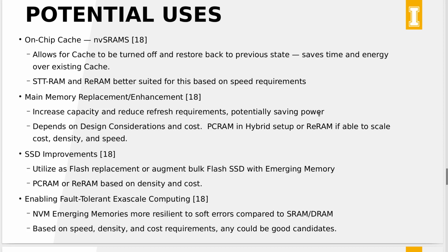PC RAM could be good for a hybrid setup with DRAM in order to have less standby power needs, less leakage requirements from the DRAM, with higher capacities for things like artificial intelligence. Or resistive RAM may be a good option for mobile applications. You have SSD improvements where you could utilize some of these technologies as a flash replacement or augment the bulk flash SSD by adding one of these as a cache in place of the DRAM or the log sector of the flash. Here, PC RAM and resistive RAM could be beneficial based on the density and cost. And you can enable fault-tolerant exascale computing, where you can be more resilient to soft errors that are introduced with the reduced feature sizes of SRAM and DRAM.